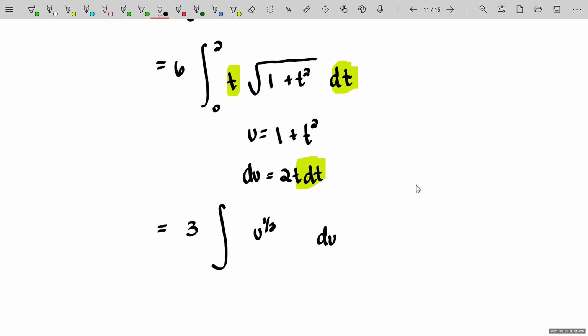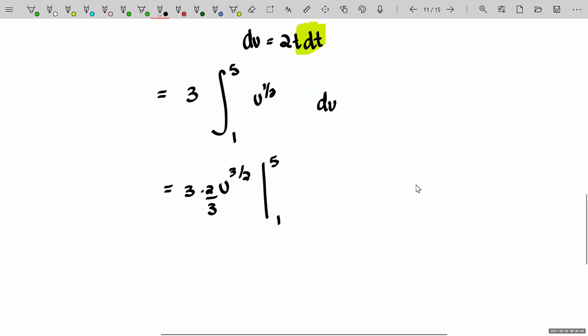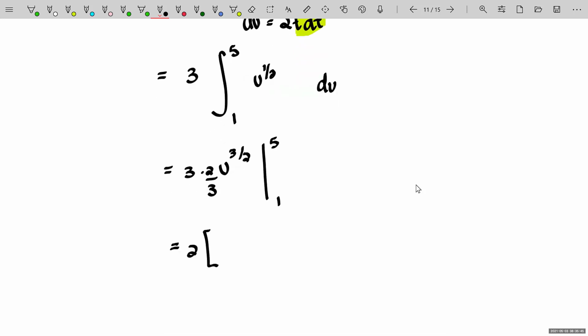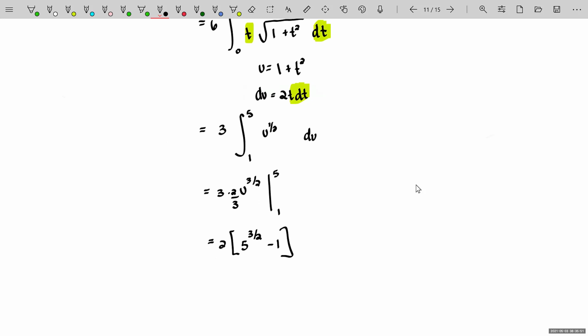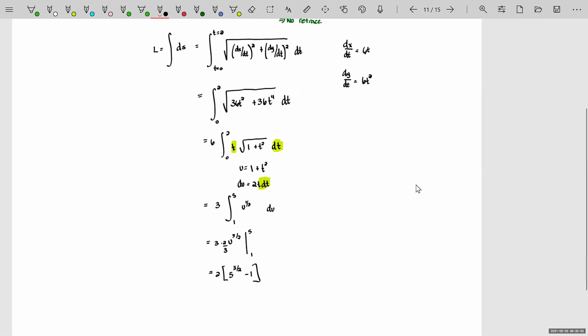When t is 0, u is 1. When t is 2, u is 5. And now I can just integrate. U to the 3/2 times 2/3 from 1 to 5. That's 2 times 5 to the 3/2 minus 1, all over 3. Excuse me. Very nice, very fast, nothing really crazy.